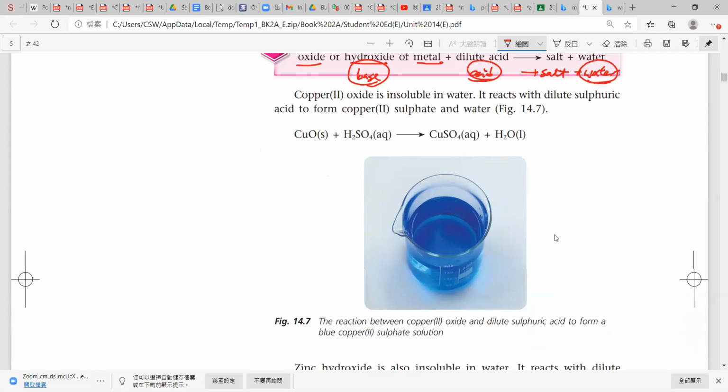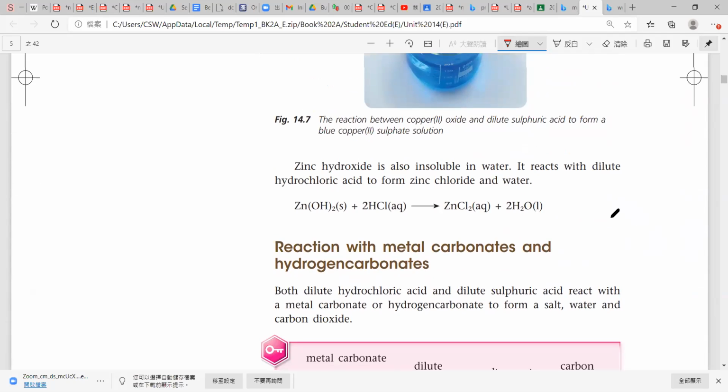Now, copper oxide is not soluble in water, but we react it with dilute sulfuric acid. They will form copper sulfate and water. How do we know that there is a reaction? First of all, the solid dissolves. Second is about the color of the solution. Okay, you see that? It turns blue from colorless. Originally it's colorless, but it has now changed to blue. The blue solution comes from the presence of copper ions in solution, right? So this is what I would like to remind all of you.